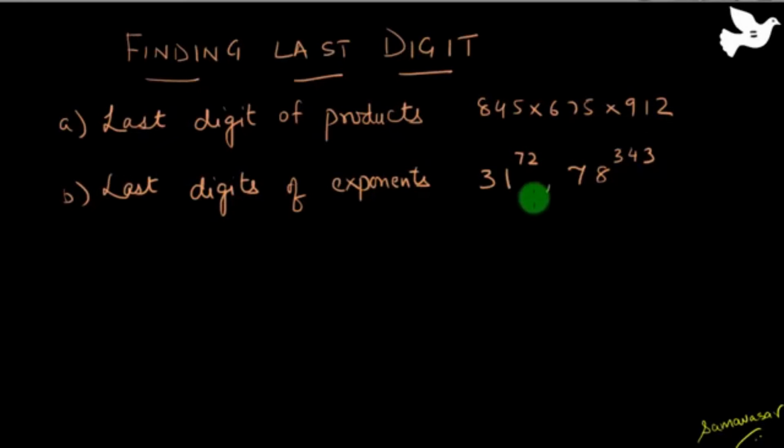And also the last digit of exponents like 31 raised to the power 72, what is the last digit, or 78 raised to the power 343, what is the last digit? And similarly the last two digits. So we'll begin with finding the last digit.